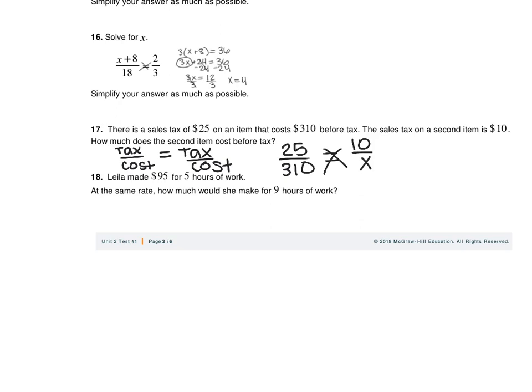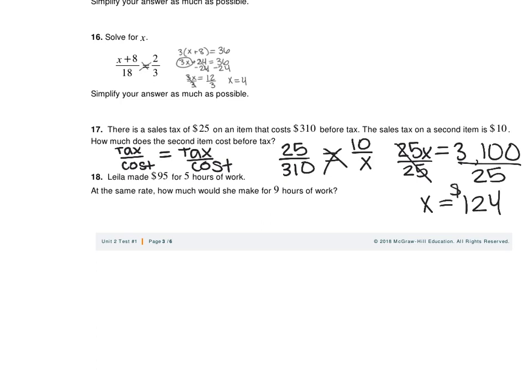So you have 25 times X, that's 25X equals 310 times 10 is 3,100. We're going to divide by 25. Divide by 25 because we want X by itself, and you're left with X equals 124.